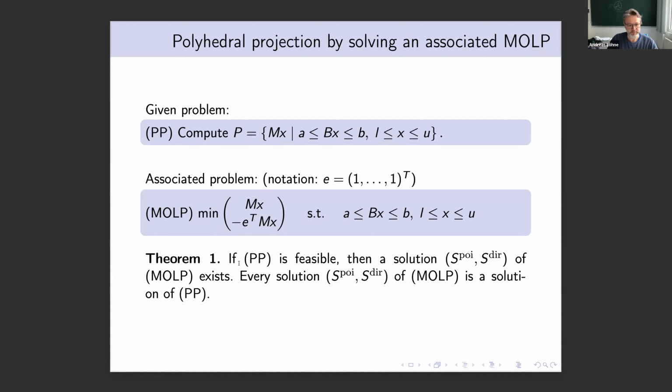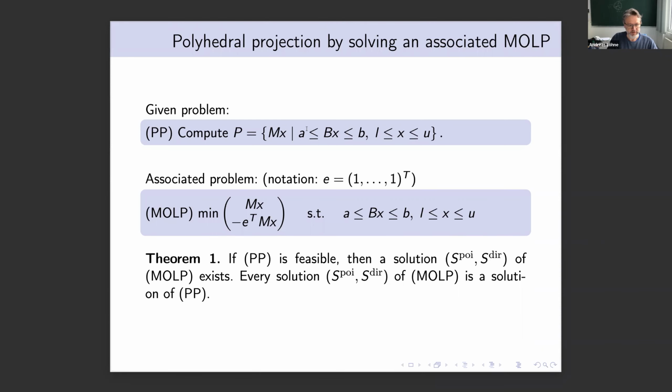And then in a technical form, the result can be formulated like this. If the given projection problem is feasible, then a solution of the associated multiple objective linear program exists, and every such solution of this multiple objective linear program is also a solution of the polyhedral projection problem. That means we can solve a multiple objective program to compute projections.